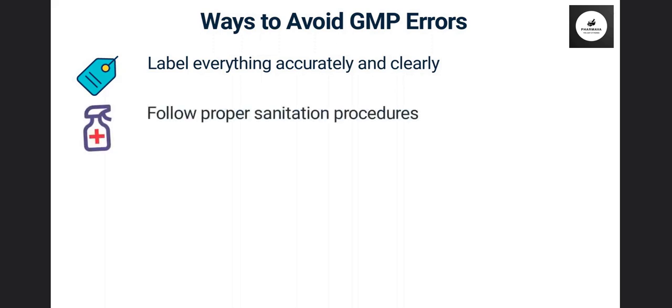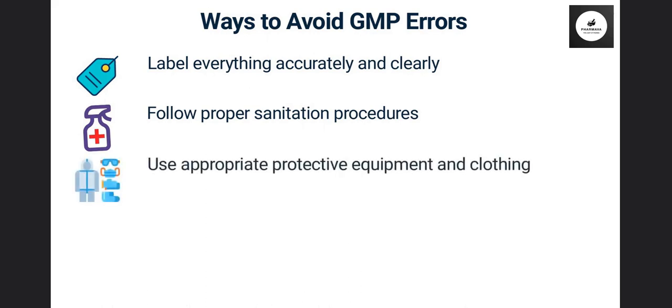Follow proper sanitation procedures. Proper sanitation procedures are essential for preventing the spread of bacteria and other contaminants. This includes washing hands regularly, using appropriate protective equipment and clothing, and cleaning and sanitizing all equipment and surfaces that come into contact with the product.